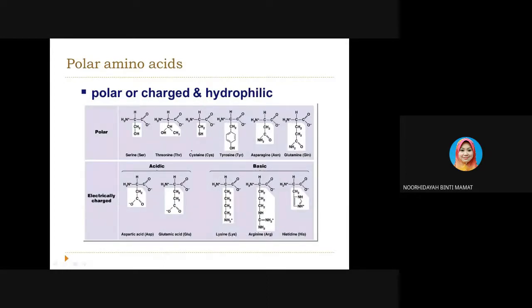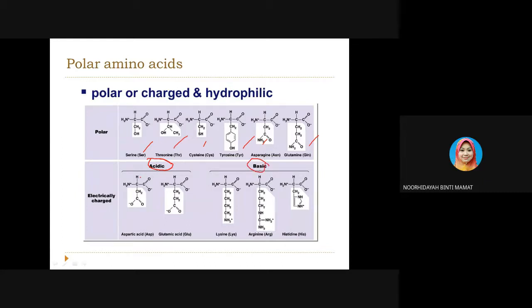So a polar amino acid is one where the amino acid has charges. They have the charge. So we have serine, threonine, cysteine, tyrosine, asparagine, and glutamine. All right. And the polar amino acids are also categorized into electrically charged. Remember, in the black figure, we have acidic amino acids and basic amino acids.